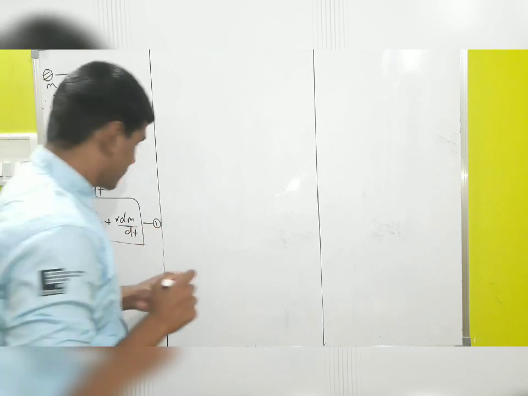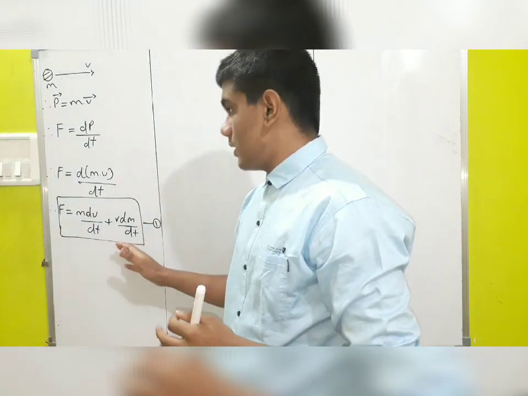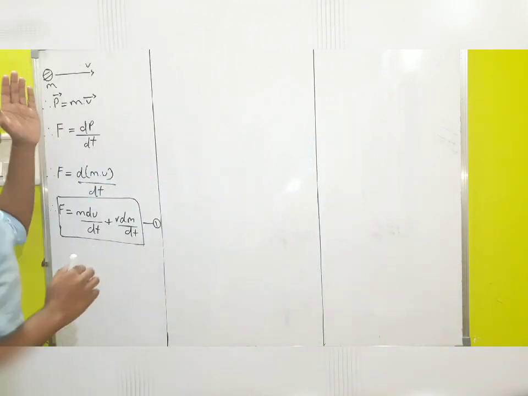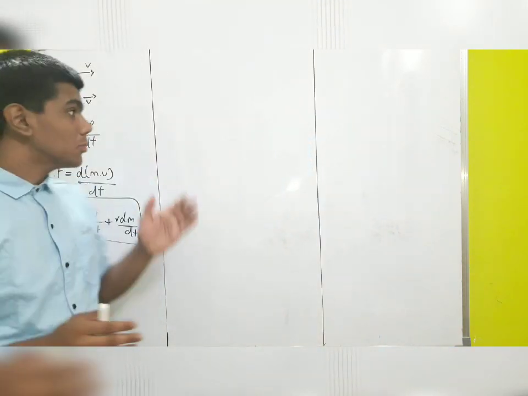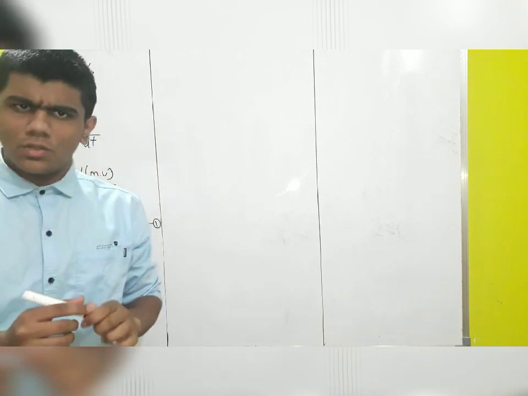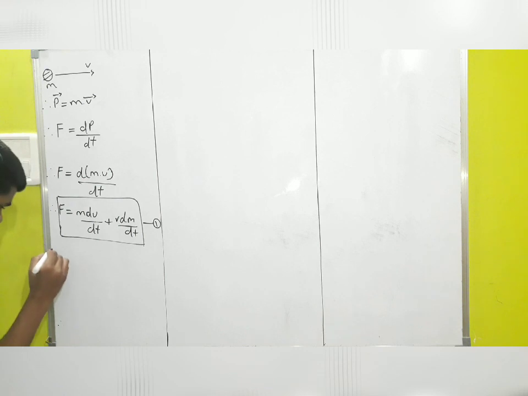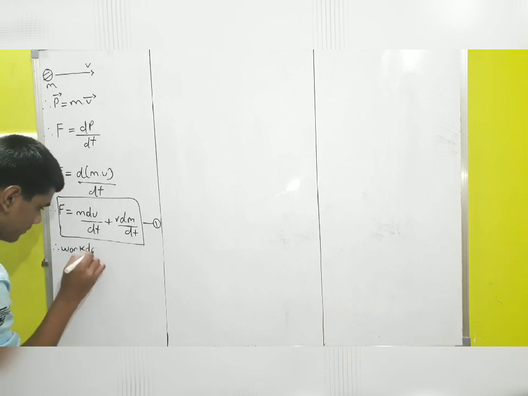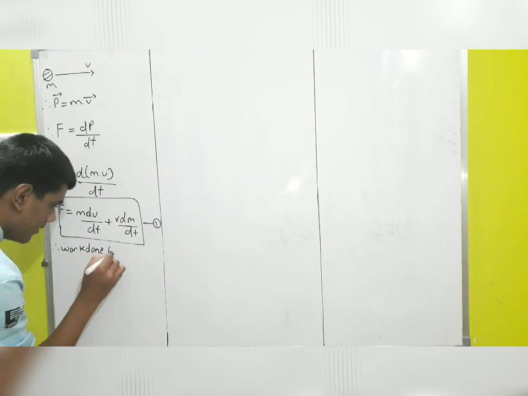Now after marking this equation, come again to this object. When this object moves, there will be some amount of work done to move it. So we will now calculate the work done by force. So let's write that. Therefore, work done by force.